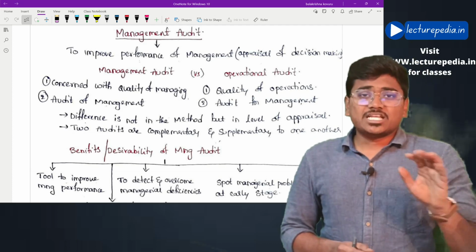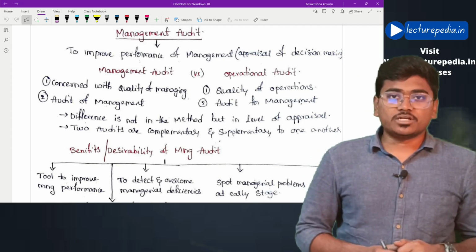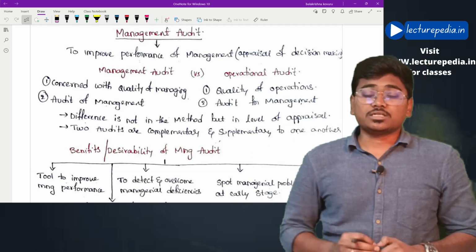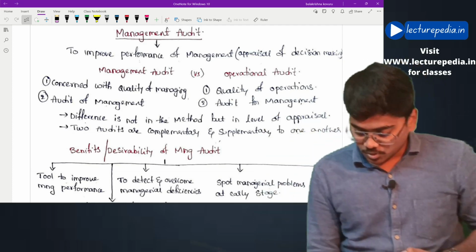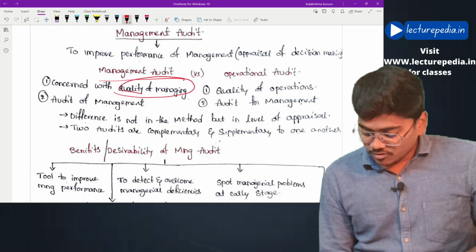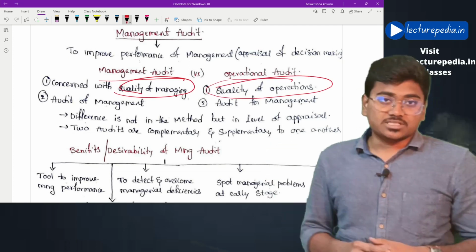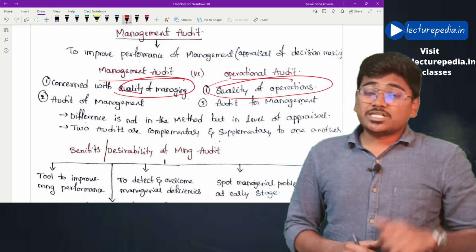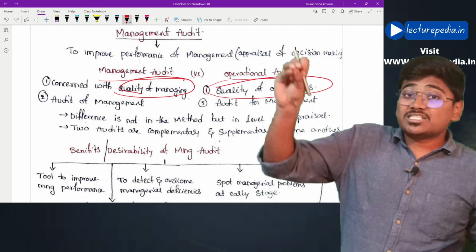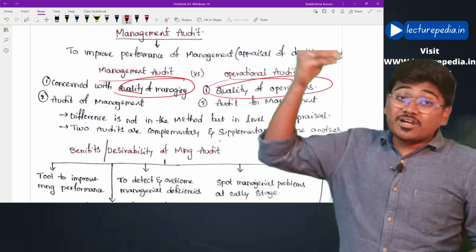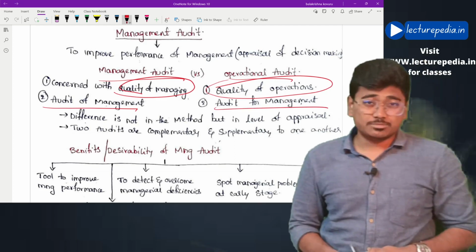In case of management audit, the quality of management decisions will be reviewed by the auditor. In case of operational audit, the auditor is concerned with the quality of operations. So management audit, quality of managing. In case of operational audit, quality of operations. And this management audit is audit of management, whereas operational audit is audit for management. See, audit of management and audit for management.